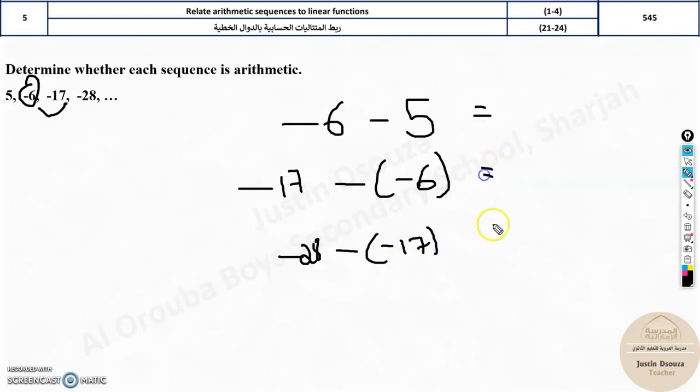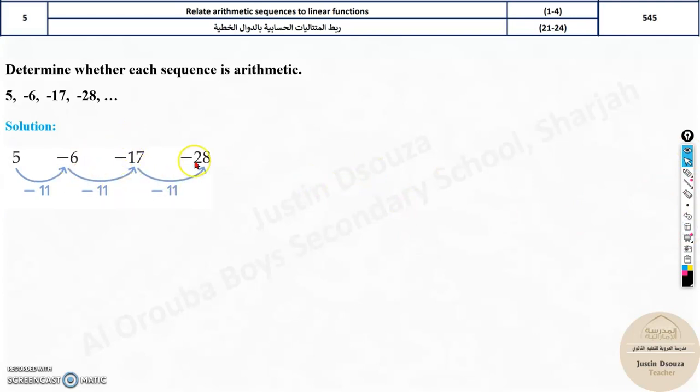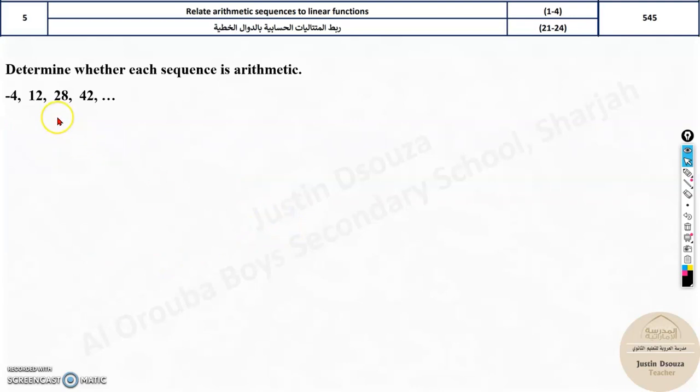Now all you need to do is solve them. Minus 6 minus 5 is negative 11. Over here it is plus 6, so negative 17 plus 6 is negative 11. Over here, positive 17, 17 to 28 plus, it is again negative 11. So all the 3 terms are negative 11. That means over here you're adding negative 11, negative 11 and negative 11. So the common difference is minus 11 and the sequence is arithmetic. That's it. Now look at this problem.